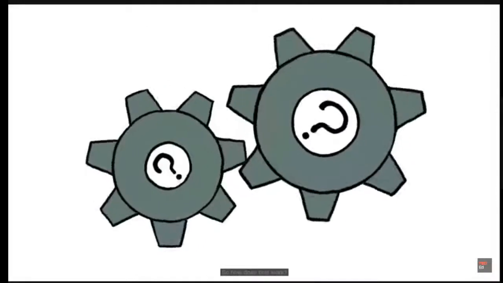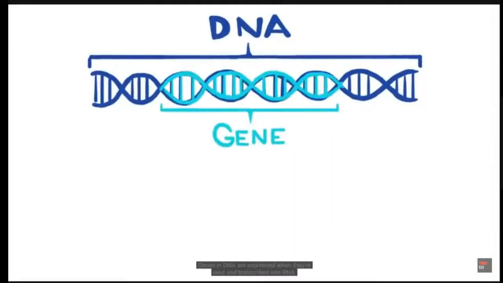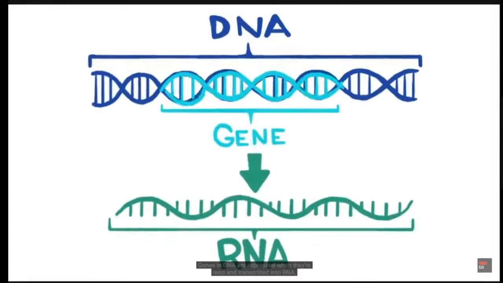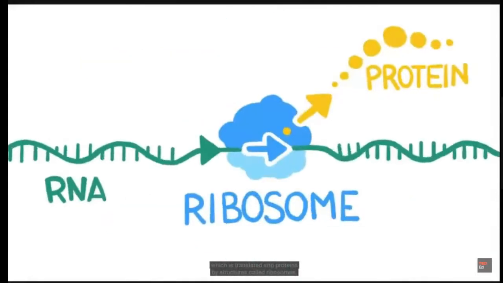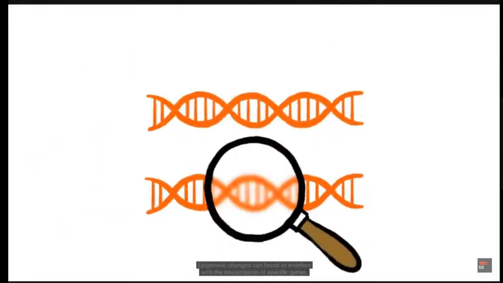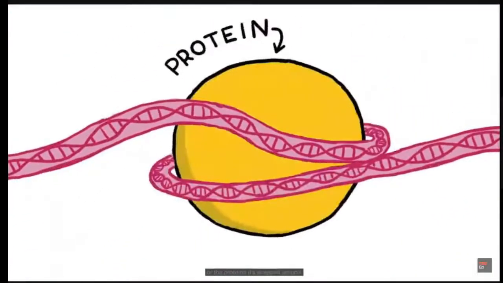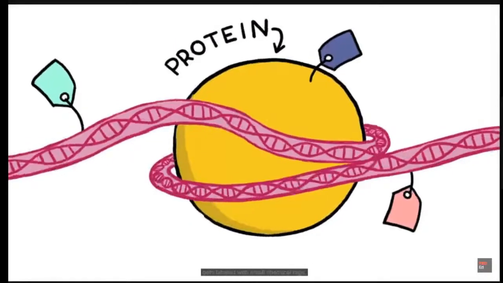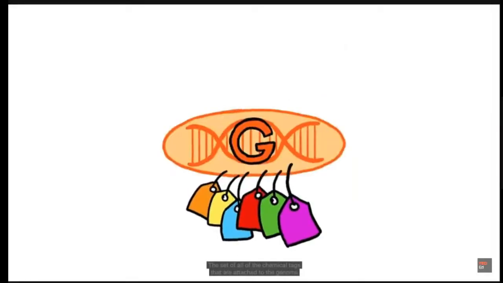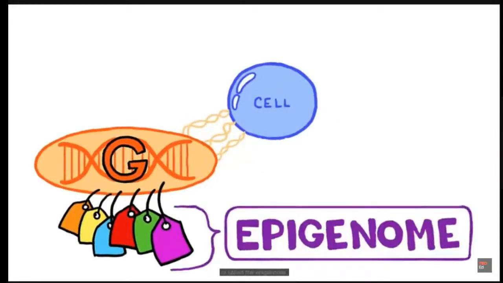So how does that work? Genes in DNA are expressed when they're read and transcribed into RNA, which is translated into proteins by structures called ribosomes. And proteins are much of what determines a cell's characteristics and function. Epigenetic changes can boost or interfere with the transcription of specific genes. The most common way interference happens is that DNA, or the proteins it's wrapped around, gets labeled with small chemical tags. The set of all of the chemical tags that are attached to the genome of a given cell is called the epigenome.